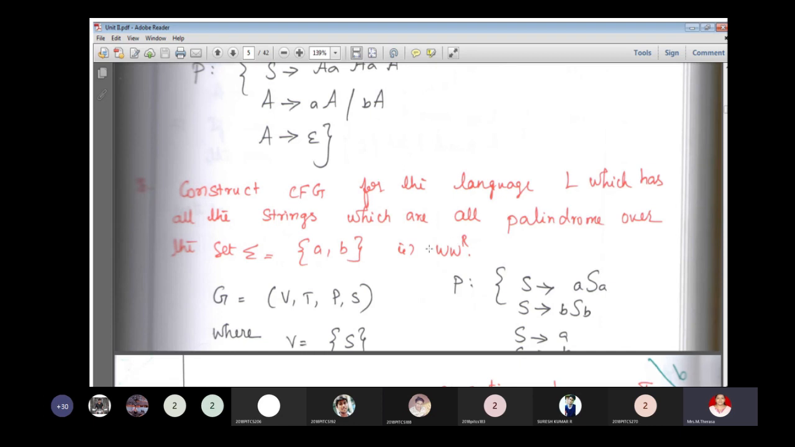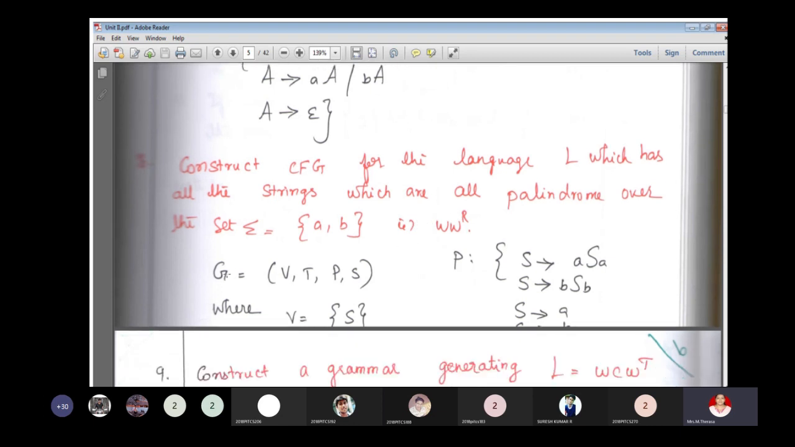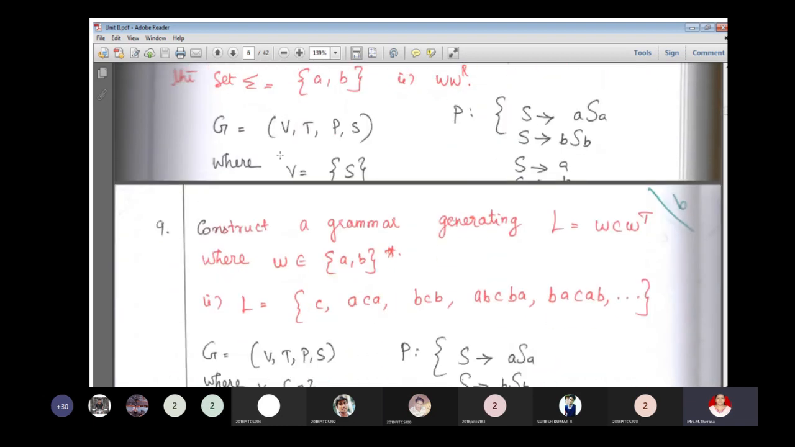So palindrome, very simple. G is equal to (V, T, P, S), where V is S, P is S tends to ASA, S tends to BSB, S tends to A, S tends to B. So this is the grammar which can produce palindromes of odd length. Similarly, you can also write a grammar which can produce palindromes of even length and both.